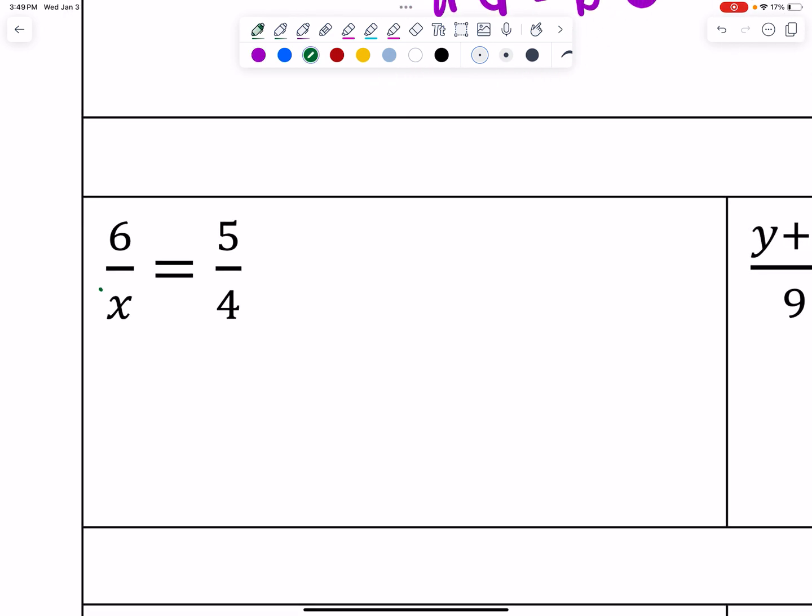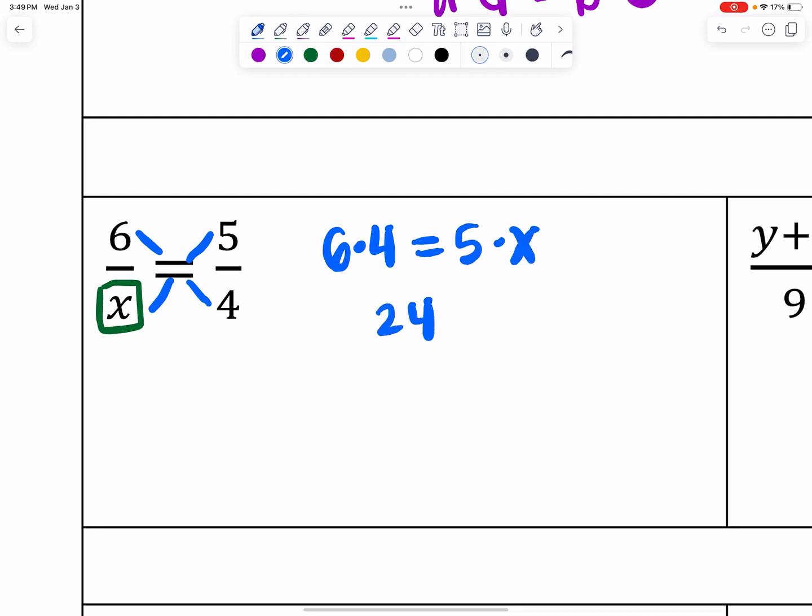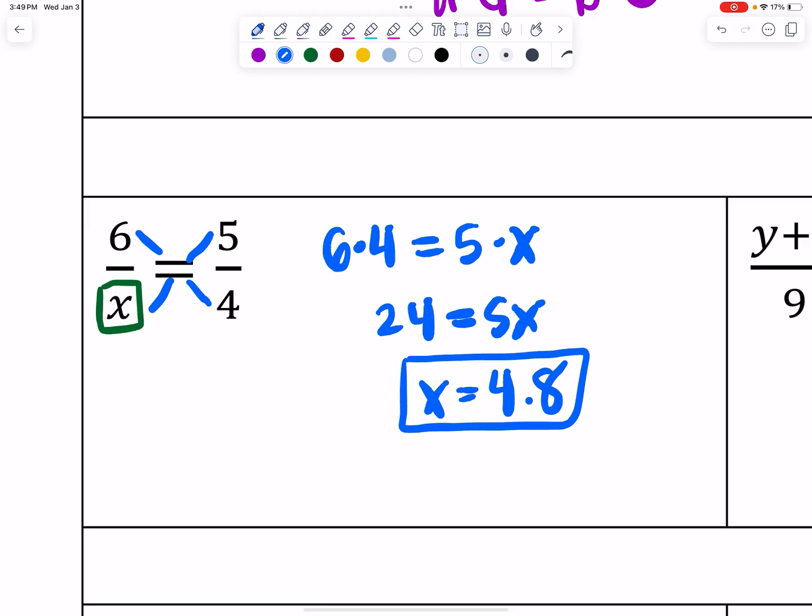So what we're looking for is what value of x can go here to make that fraction equal to a ratio of 5/4. So we're just going to cross multiply. I'm going to do 6 times 4, and I can set that equal to 5 times x. So we get 24 equals 5x. I'm going to divide by 5 on both sides, and when I divide by 5, I get 4.8. So x would have to have a value of 4.8 in order to be in the same ratio as 5/4.